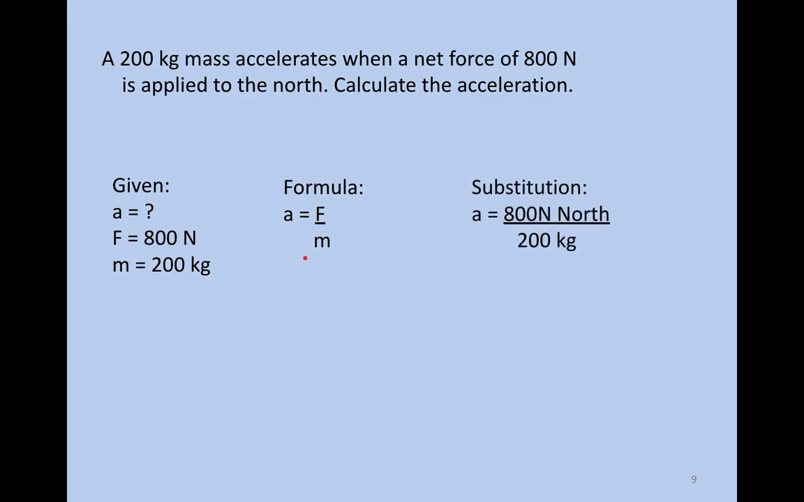And in substitution, notice that because it gives us direction, we have that in our substitution, and our answer, because forces are vectors, we include those vectors if they're there. And 800 divided by 200 is 4, and we should have actually 3 significant digits, so this answer is 4.00 meters per second squared to the north.